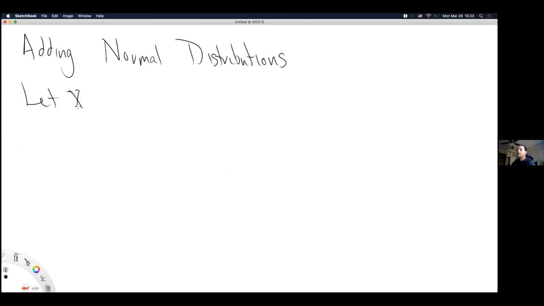So let's let x1 and x2 be normal. Let's write this out differently. Let's let x1 be a normal distribution with some mean mu1 and variance sigma squared 1. And x2 will be centered at mu2 and have variance sigma squared 2.